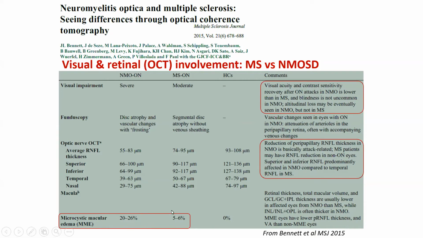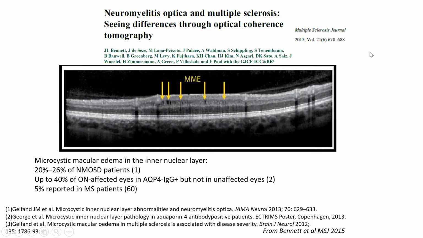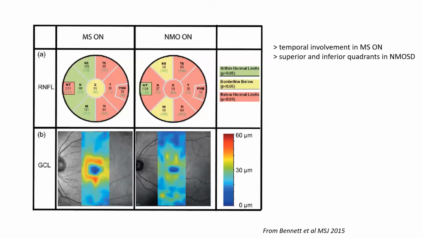optic neuritis compared with MS. So macrocystic macular edema in the inner nuclear layer is much more frequent in people with NMOSD or with positivity of anti-aquaporin 4 IgGs compared with people with MS, where it is reported in only 5% of people, and it is associated with poorer visual outcome and with more severe retinal RNFL thinning.